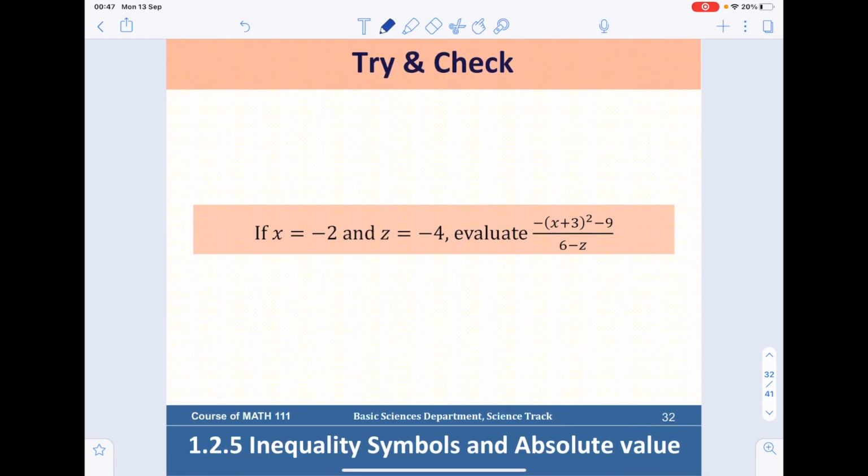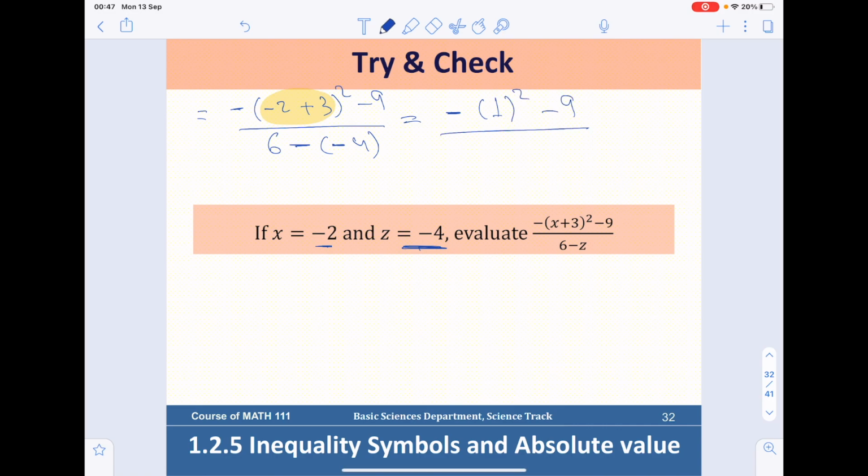Okay, so here we have to evaluate the expressions by using x equals -2 and z equals -4. So instead of x, I will put -2. So -2 plus 3 squared minus 9. And instead of z, I will put -4. So 6 minus -4. So by following the order of operations, I have to do the parentheses first. -2 plus 3 equals 1. So this would be 1 squared minus 9 over. Minus with minus is a plus. Minus times minus is a plus. So 6 plus 4.